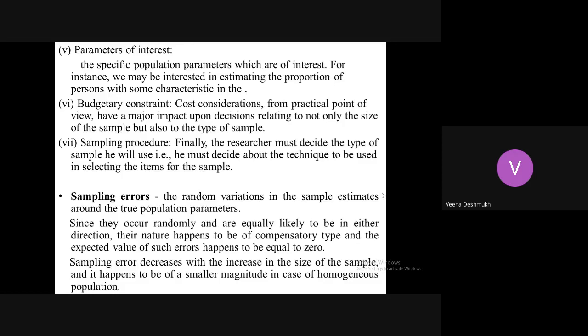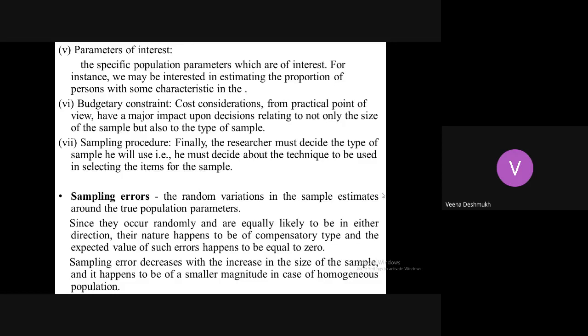So for instance, we may be interested in estimating the proportion of persons with some characteristics like this, what I gave the example. So people with BP, what is the impact on them when they were administered both the doses? So like this, the parameters of interest you can clearly define and then conduct the samples, collect the samples.